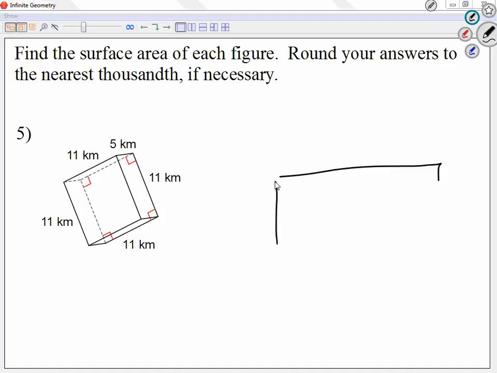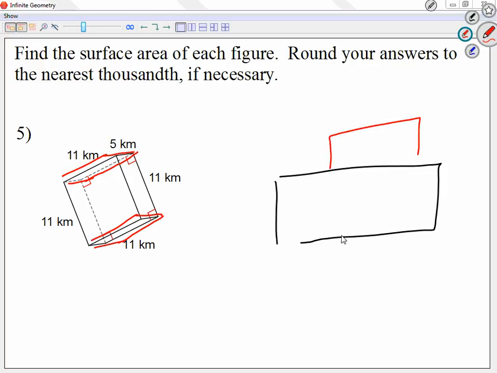Big rectangle in the center. Now for my base, since they're all rectangles, I have a choice. I'm going to choose this 11 by 5 rectangle. It doesn't matter which one you choose. Like, it really doesn't matter. So I'm choosing an 11 by 5 rectangle. It's right there.